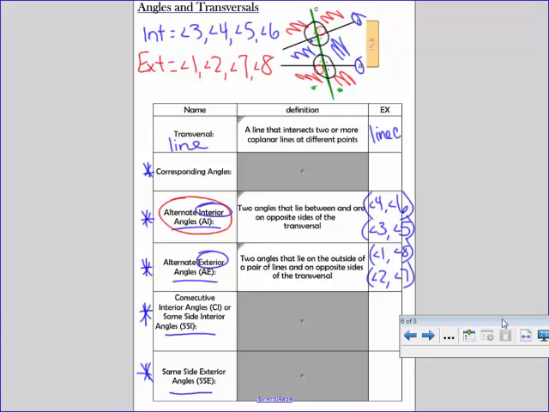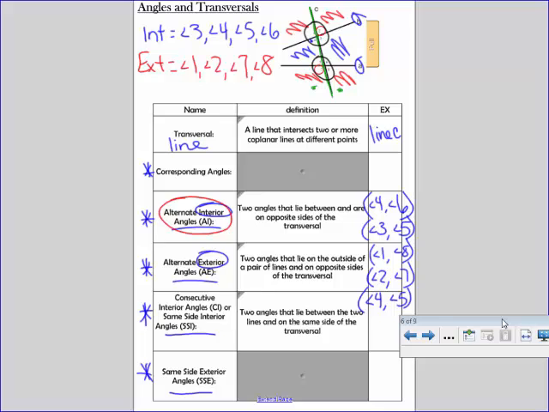Let's take a look at our consecutive interior angles, or same side interior. We're dealing with the inside, so 3, 4, 5, and 6. But now looking at the green line, the transversal, they have to be on the same side. That's what the consecutive part means. If we start with angle 4, on the same side of the transversal but on line A would be angle 5. So angle 4 and angle 5, I'm just taking a look here.